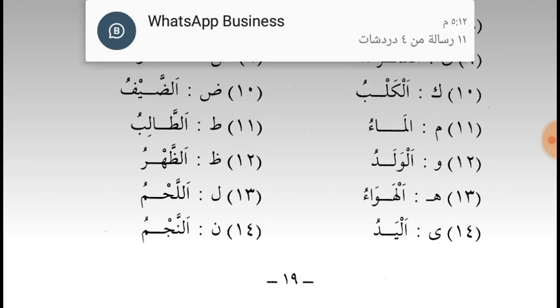الطالب, the student. الظهر, the upper part of our back. اللحم, meat, meat that we eat. Meat of animals. Yes. Okay.